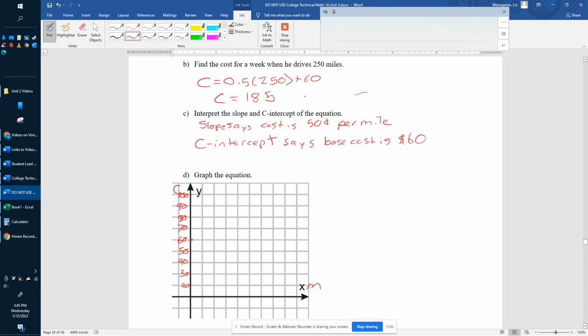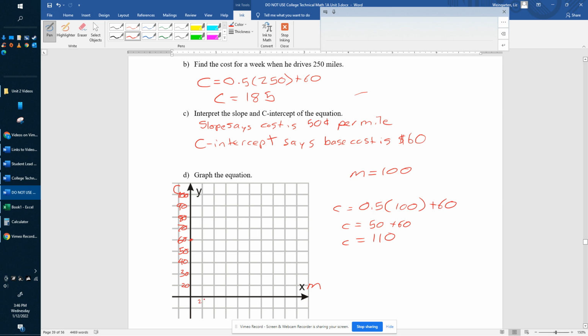We have 185 up here. Let's go for a smaller number. Let's do m equals 100. Then we have c equals 0.5 times 100 plus 60. C equals 50 plus 60. C equals 110.